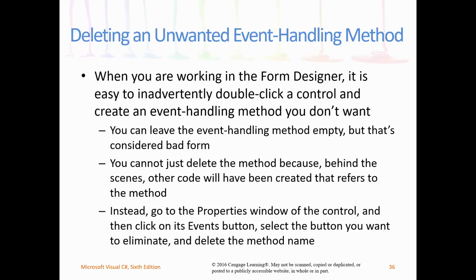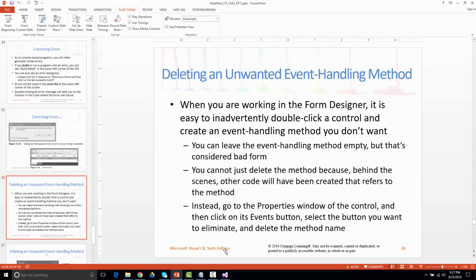Deleting an unwanted event handler method. I'm on page 121 in the chapter. What the author says here is occasionally you'll double click something you didn't mean to double click when you're in your design mode, and it'll open up a code window for it. If that happens, it says go to the properties window, click on the events button, select the button you want to eliminate, and delete the method name.